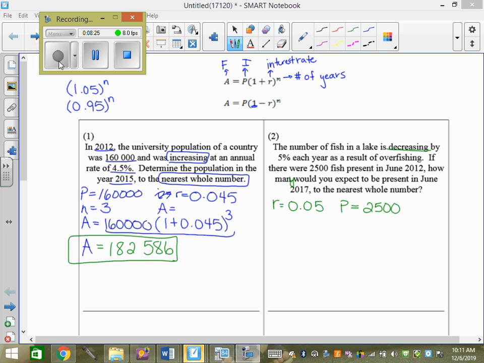So it's the P, 2,500. And then what else did they give me? n is 5. And so I'm going to go A equals 2,500 times (1 minus 0.05) to the 5. And what do we get? How many fish do we get? 1,934. Okay.